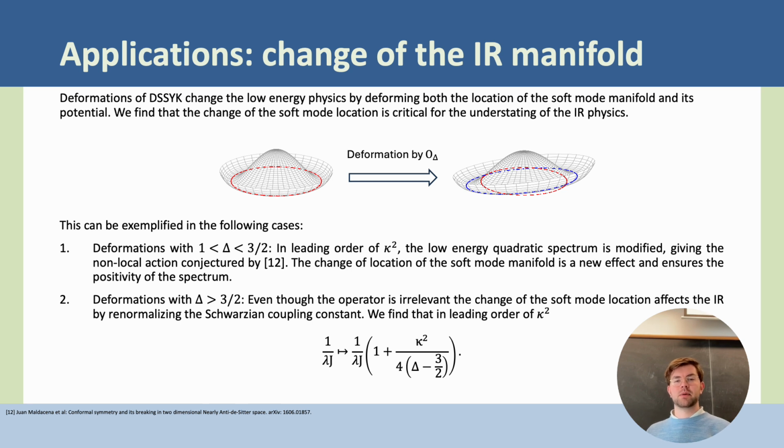Okay, so now let's see how these deformations track into the IR. In general, there are two kinds of things which can happen. The first one being that the potential on the soft-mode manifold changes, and the second one that the location of the soft-mode manifold itself can also change inside field space. And using our formalism, we are able to track this second effect now as well. And in fact, we see that it's crucial to understand the IR physics correctly. For example, for deformations with mass dimension between 1 and 3/2, we see that the quadratic spectrum in the IR is given by a non-local theory, as conjectured by Baldassarre, Stanford, and Young. But we also see that the change of the soft-mode manifold is important to ensure positivity of the spectrum.